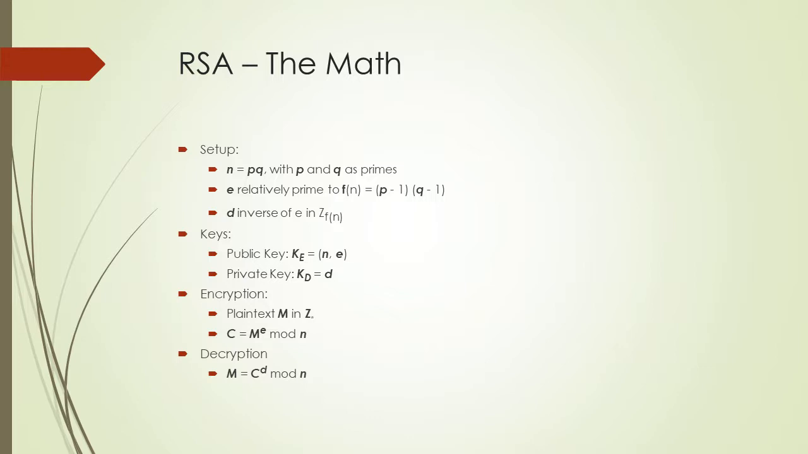For encryption, we will use the value m, which will just be m to the power of e mod n, which will give you your encrypted value. Your decryption will be the encrypted value to the power of d mod n, which will give you the plaintext that you originally had, or the original sender had.